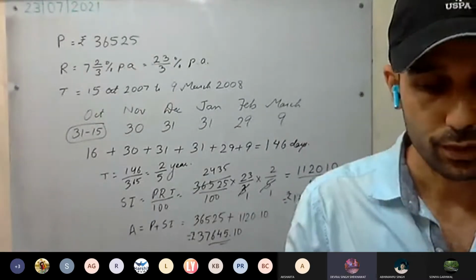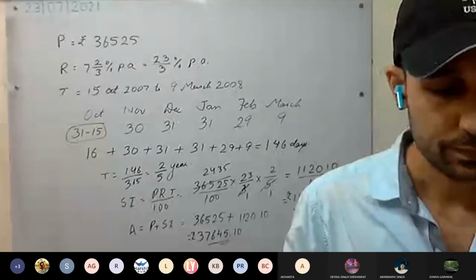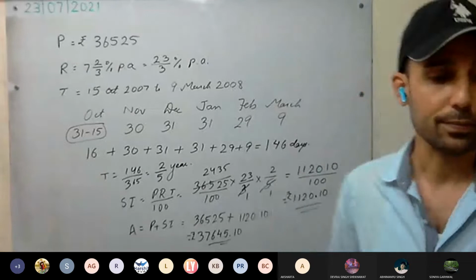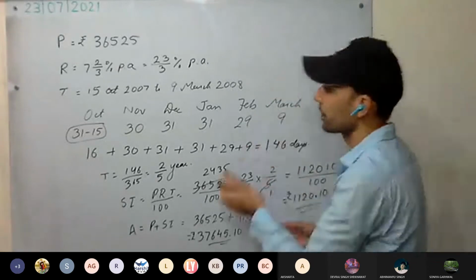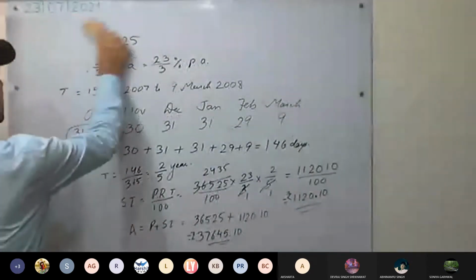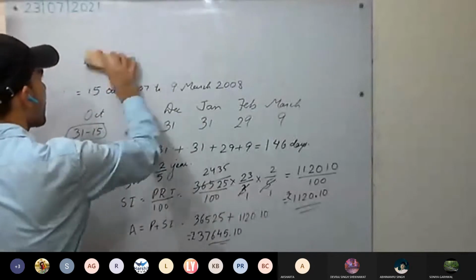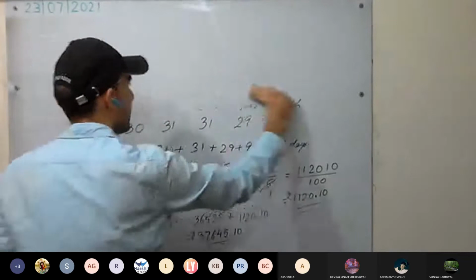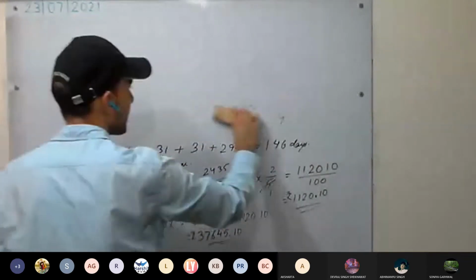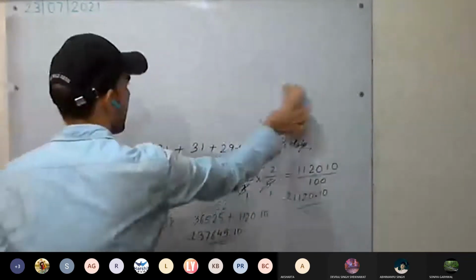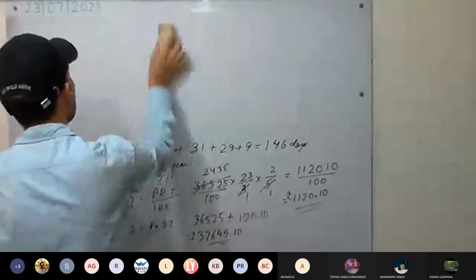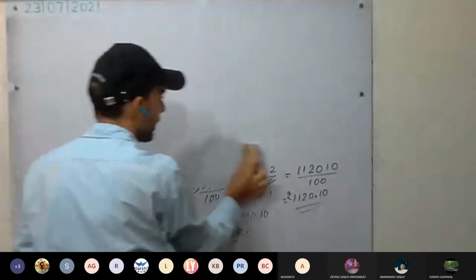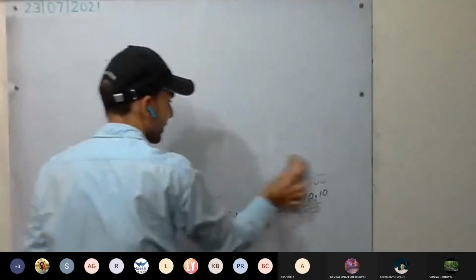Okay, try the next one. The third question is clear to all. Try the fourth question. Read the fourth question and start doing. Always check the rate first, whether it's per month or per year, per annum. If it is per annum, time should be in years. If it is per month, time should be in months. If it is per day, time should be in days.